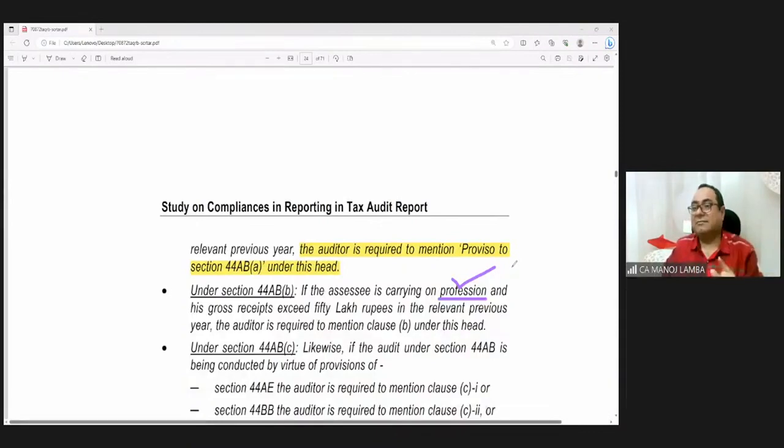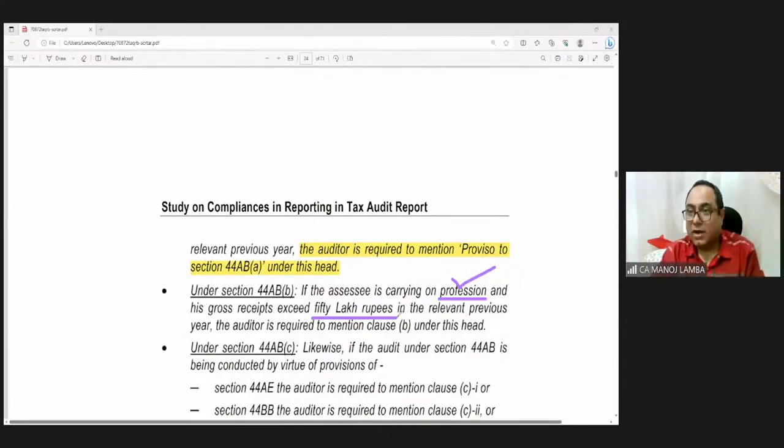That means, by my little understanding of the law, however, I am not an expert of law, I am still a student of the Income Tax Act. I always say, as per my understanding, profession includes vocation, business does not include vocation, and vocation is part of profession. If it is part of profession, then the gross turnover limit is 50 lakhs only for my audit. No 1 crore, no 2 crore, no 10 crore.